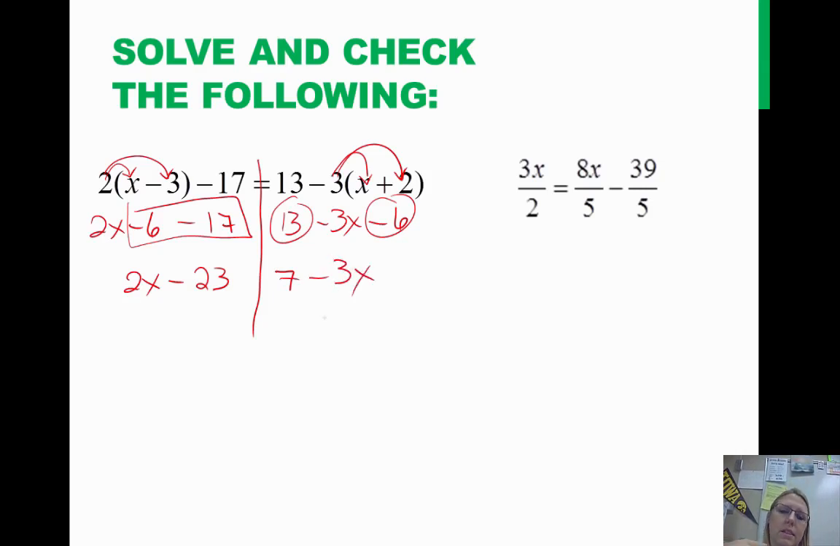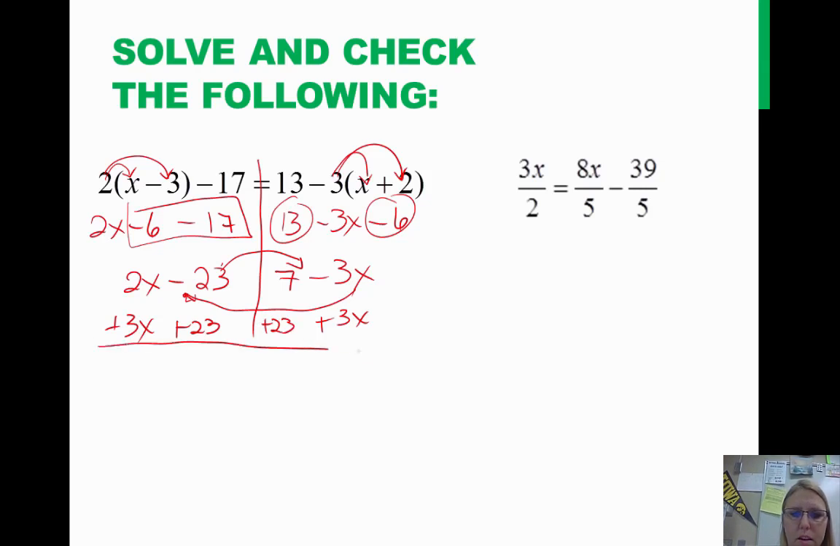Now notice we have x's on both sides and constants on both sides. So I'm going to move negative 23 to this side, and I'm going to move 3x to this side. I'm going to add 3x to both sides. I'm going to add 23 to both sides to get rid of that 23 on the left side. So this cancels and this cancels.